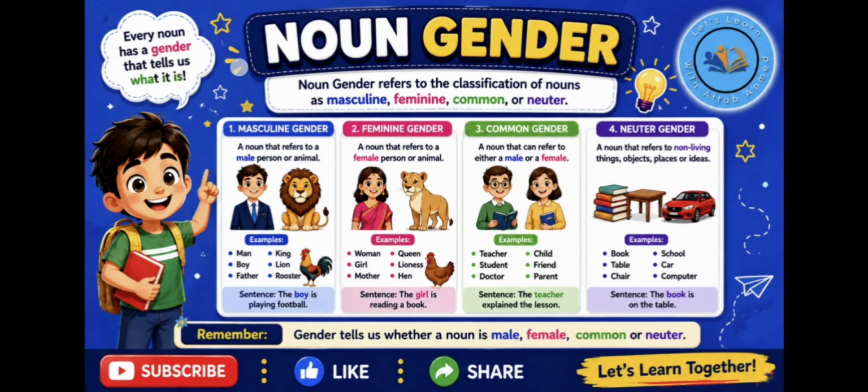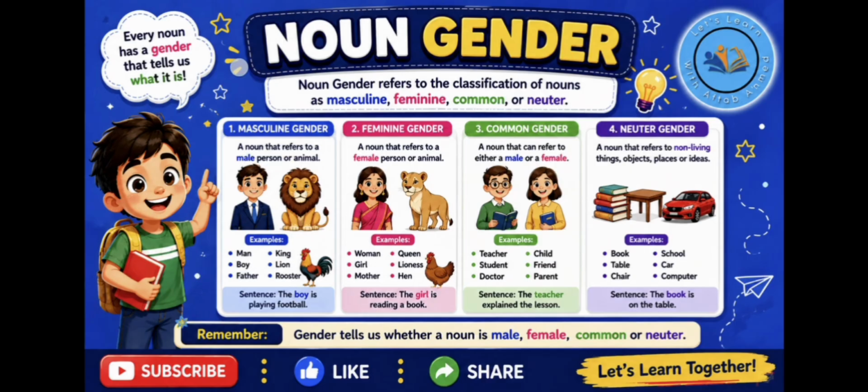Number two, feminine gender. A noun that refers to a female person or animal is called feminine gender. Examples: woman, girl, mother, queen, hen, etc. Number three, common gender. A noun that can refer to either a male or a female is called common gender. Its examples are teacher, student, doctor, child, friend, parent.